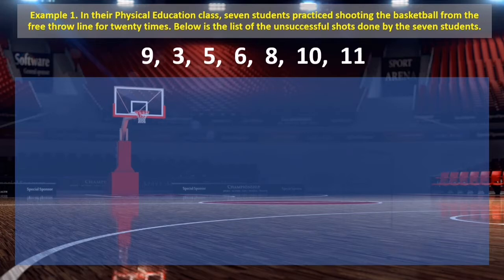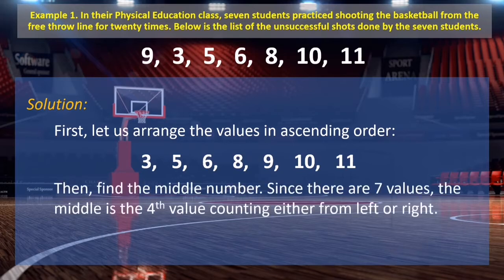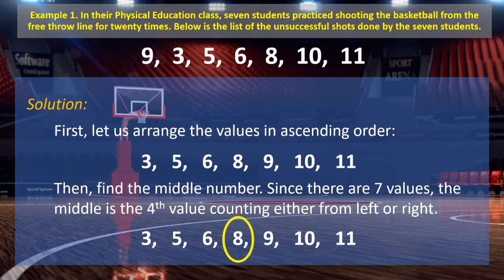To find the median, first, let us arrange the values in ascending order. So the values will be written as 3, 5, 6, 8, 9, 10, 11. Then, find the middle number. Since there are 7 values, the middle is the fourth value counting either from left or right. And that is 8. Therefore, the median is 8.